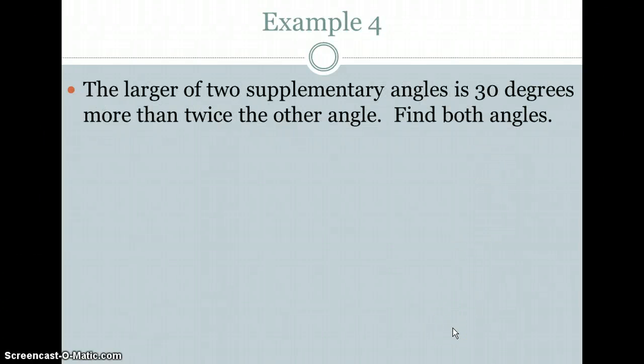For example 4, it says the larger of two supplementary angles is 30 degrees more than twice the other angle. So again, I don't know either of my angles. I'm going to call angle 1 x. And I'm going to call angle 2, or I can call it supplement. It's the same basic idea, because I know they're supplementary. It is 30 degrees more than twice the other angle. This is the other angle. So I'm going to make sure I take care of that twice, which means 2x. And it's 30 more than that, so plus 30.